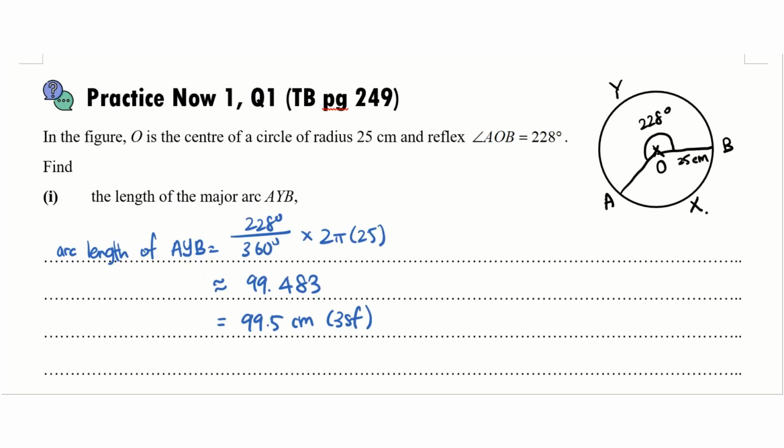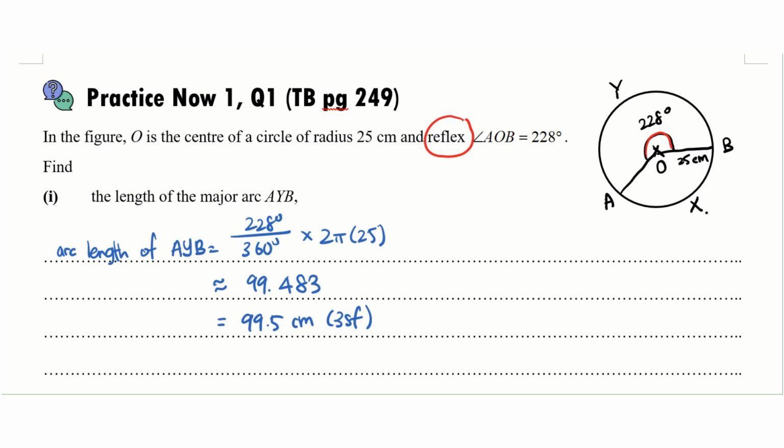In Practice Now 1, Question 1, found in your textbook page 249, we are given that O is the center of a circle of radius 25 cm and the reflex angle AOB is 228 degrees. I hope that you remember what is a reflex angle. Reflex angles are angles that are more than 180 and less than 360. Therefore, it is this larger angle on the outside of AOB.